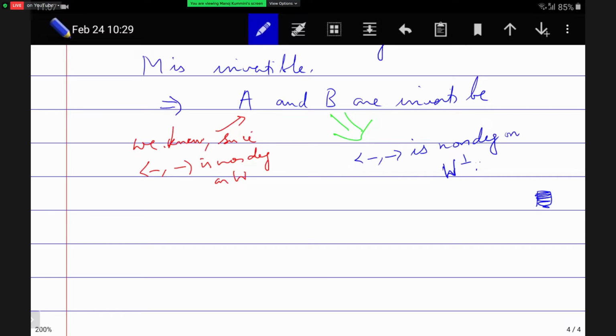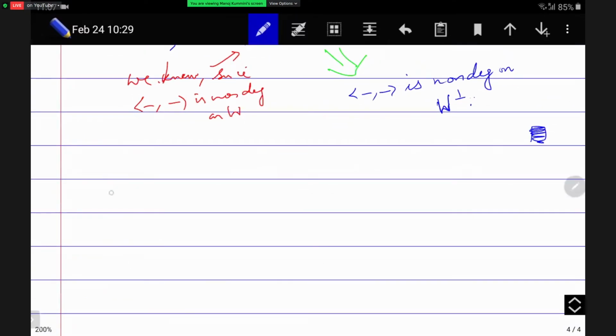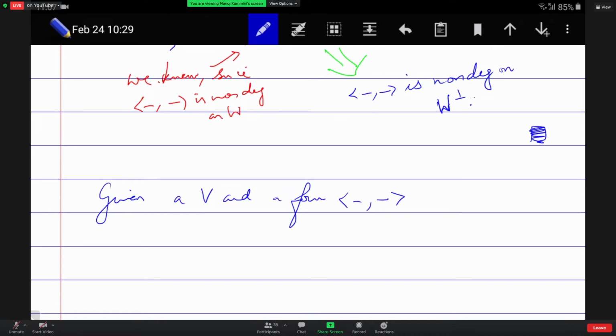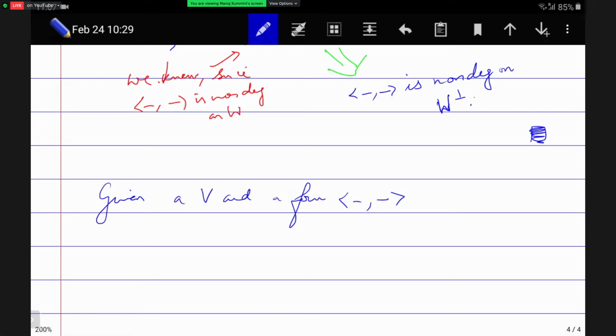Ideally, let me just summarize and write. Given V and a form. I'm being particularly ambiguous about the field, because if I'm discussing the field of reals, I am discussing a symmetric bilinear form. If we have a complex vector space, we're discussing a Hermitian form. So I'm just being ambiguous about that.